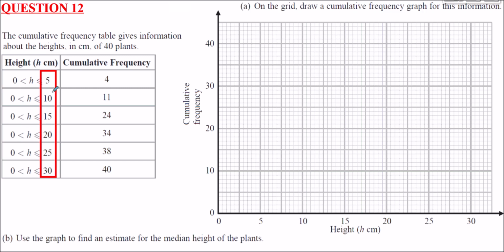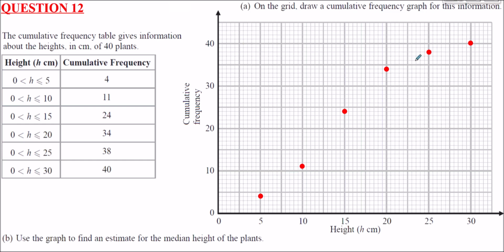So the first one, height of 5, cumulative frequency 4, means you go along 5 and up to 4. So the first point is going to be here, 5, 4. Next point is going to be 10 along, 11 up, which is here, 15, 24, add that. 20, 34, 25, 38, and the last point is 30 and 40 up.